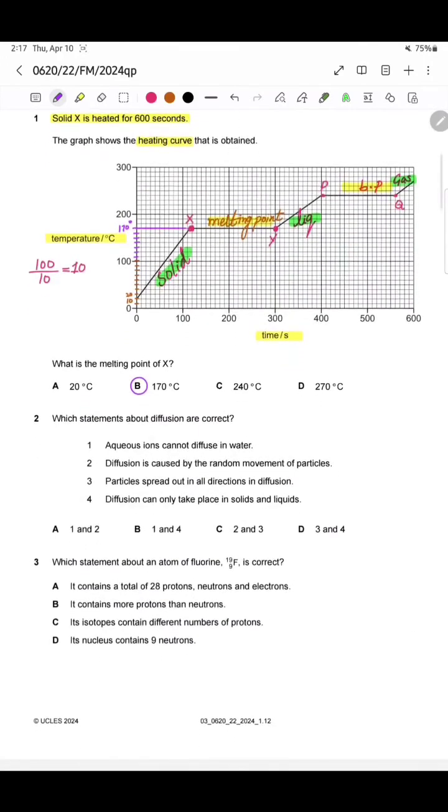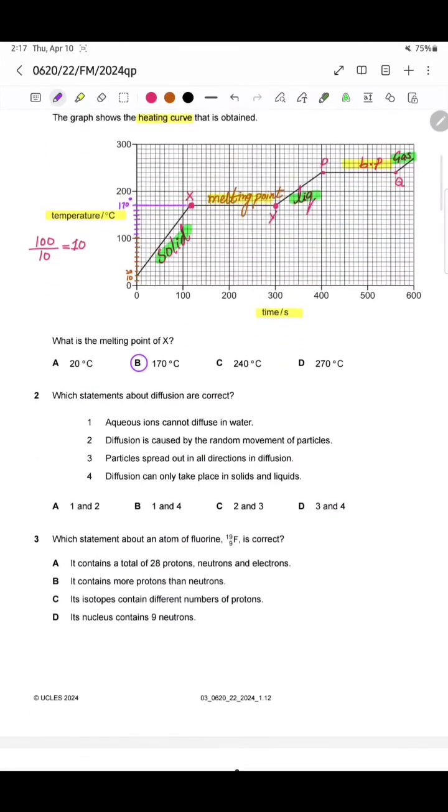Okay, let's move to MCQ number 2. Which statements about diffusion are correct? What is diffusion? Diffusion is actually a process for the movement of molecules. The molecules can be in liquid state or in gaseous state. So when molecules move from a higher concentration region to a lower concentration region, we say that this is diffusion. So we need to check which statements are correct.